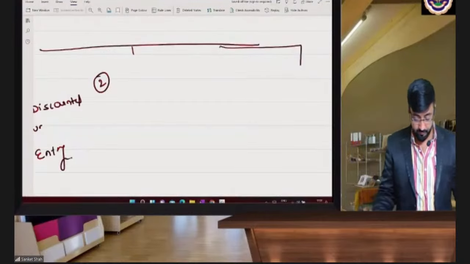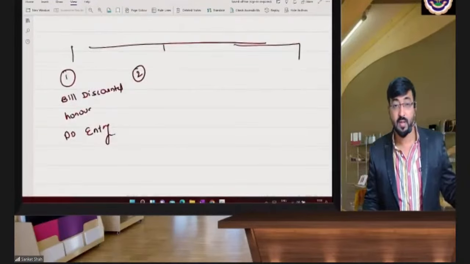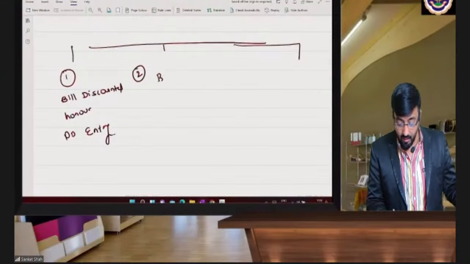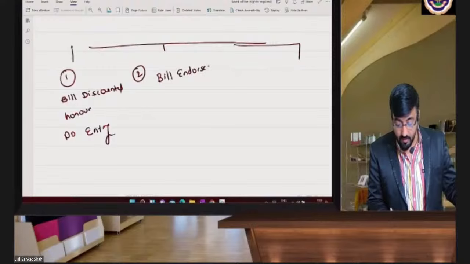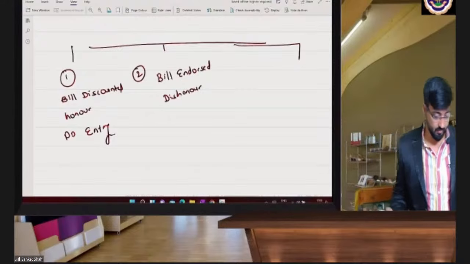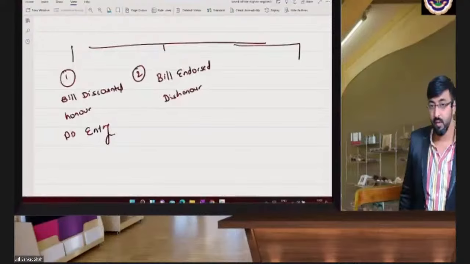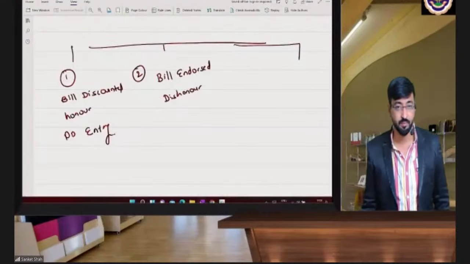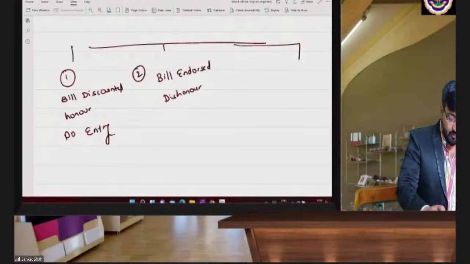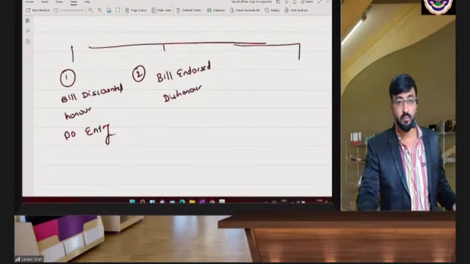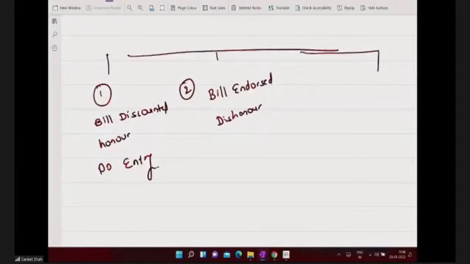Okay. Second question. Yes, I will announce winners afterwards. Second question. Bill endorsed dishonor. Okay, so bill endorsed dishonor. Type it fast.